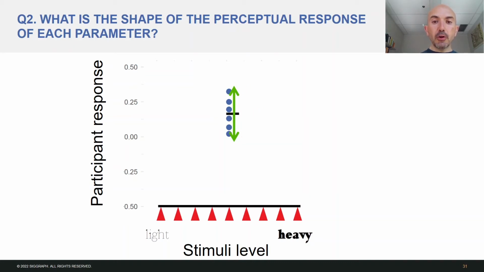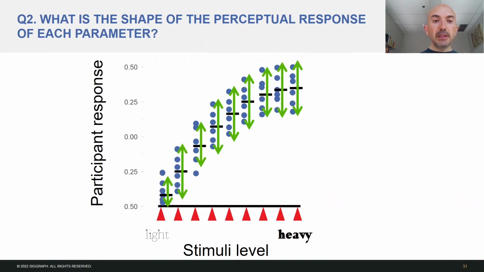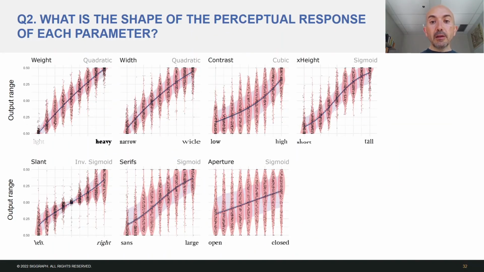But across all the levels, these means and standard deviations construe the shape of the perceptual response, which is a measure of the systematic perceptual bias associated with the parameter. So then, when we do all parameters, this is how they look. You can see that the shape of the perceptual curves varies quite a bit between the different parameters. Here is a sigmoid shape, this one is a sigmoid too, but this one is cubic and this one is quadratic.